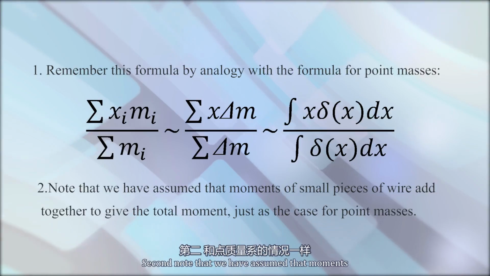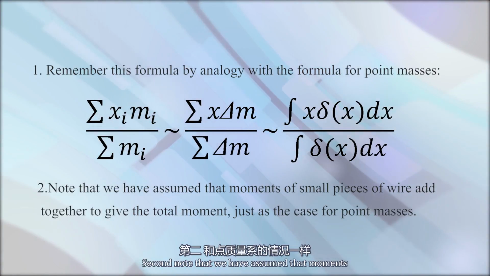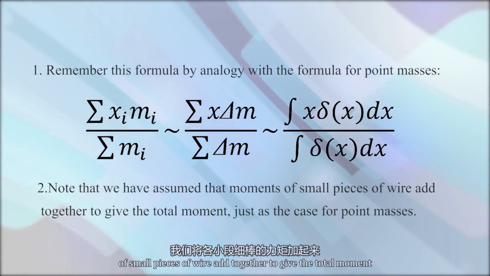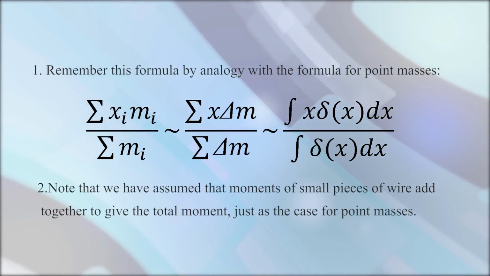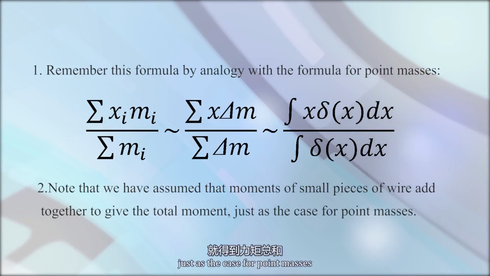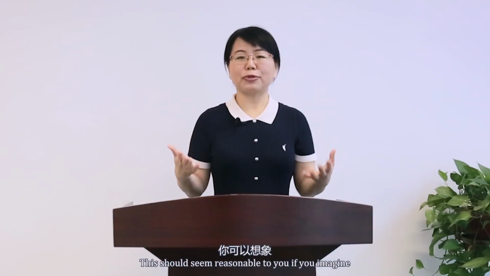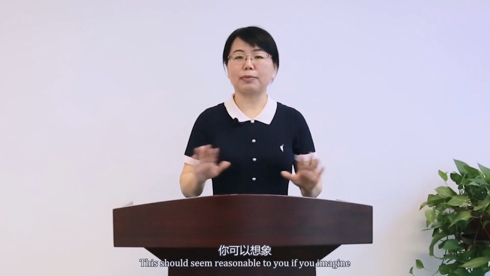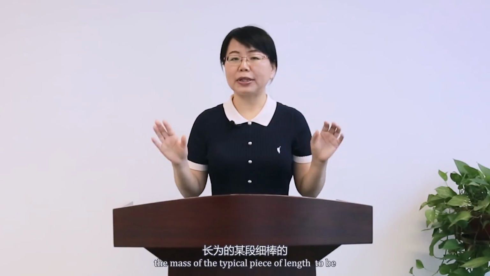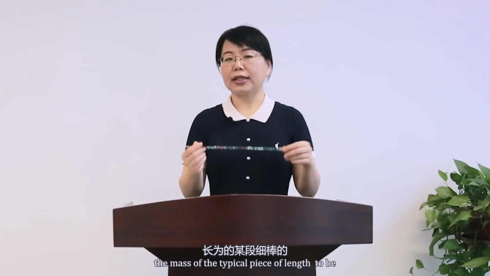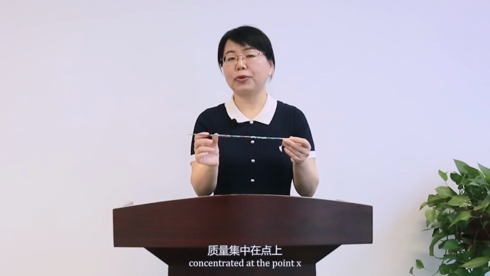Second, note that we have assumed that moments of small pieces of wire add together to give the total moment, just as in the case for point masses. This should seem reasonable to you if you imagine the mass of the typical piece of length delta x to be concentrated at the point x.